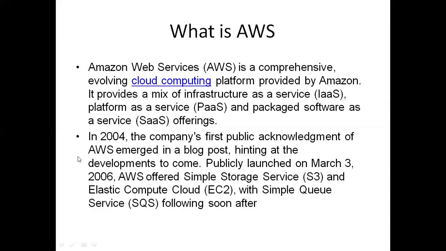So from AWS, we can get IaaS, infrastructure as a service, platform as a service, and software as a service also, right? In 2004, a little bit of history about AWS, because we are learning AWS, so we should know at least a little history. In 2004, the company first published a blog, introducing to you people one new technology called cloud computing. Got it, guys? In one blog.